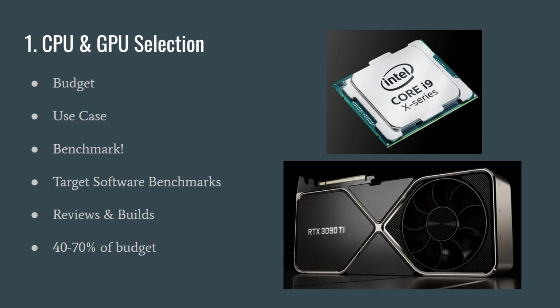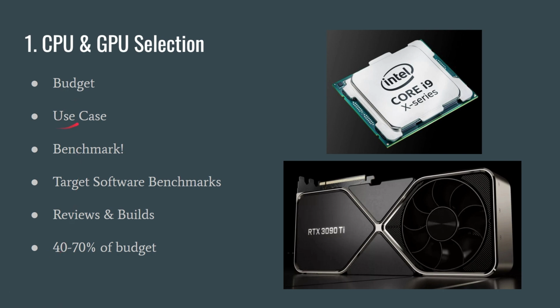Remember, budget and use case are the two main things you want to care about. Typically you're going to set a budget for your entire computer, like anywhere between $1,000 and $2,000, and your GPU and CPU combined should be roughly 40 to 70% of that budget. On really high-end PCs, you're going to lean more towards 70% of the budget, whereas on really low-end PCs, maybe these only combine to say 40%.